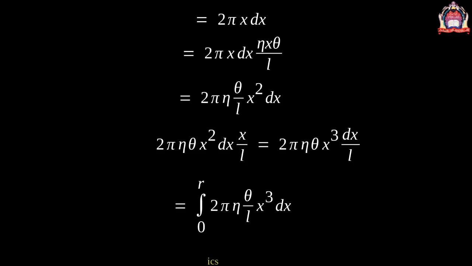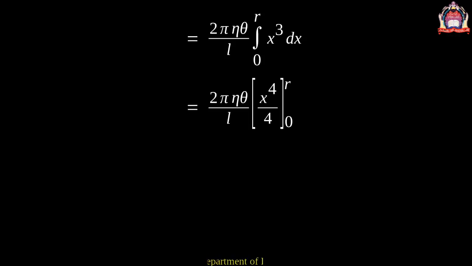This is the total couple on the cylinder. Now just integrating it, 2 pi n theta by L comes outside, so integration from 0 to r of x cube dx. By solving it, we get 2 pi n theta by L times x raised to 4 by 4, with the limit 0 to r. Then we get the value 2 pi n theta r raised to 4 by 4L. So 2 and 4 get cancelled, and we get pi n theta r raised to 4 by 2L.